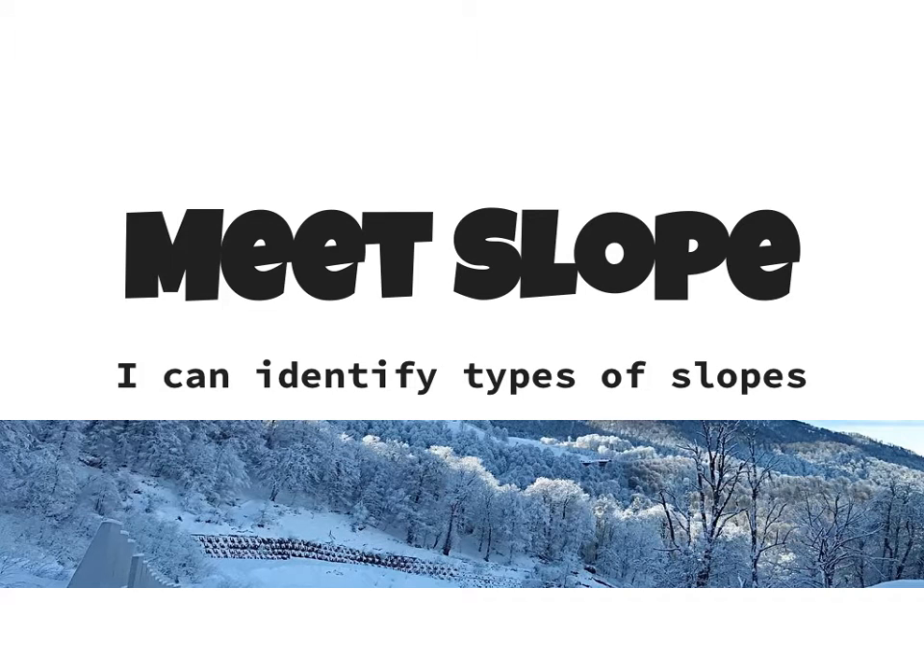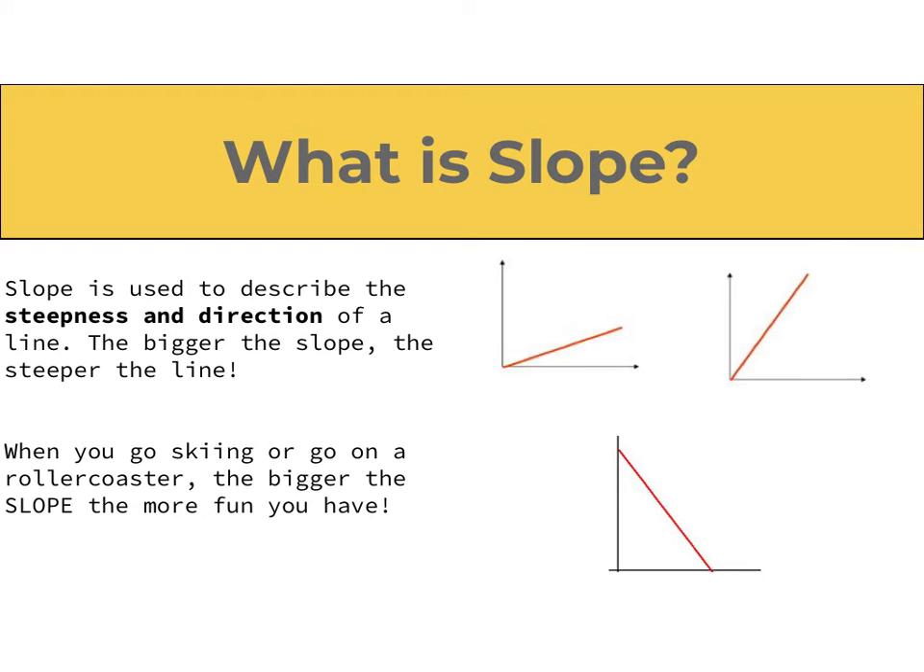In today's video, we are going to begin talking about slope. At the end of this video, you should be able to identify the different types of slope. Slope is used to describe the steepness and direction of a line. The bigger the slope, the steeper the line. When you go skiing or go on a roller coaster, the bigger the slope, the more fun you have.